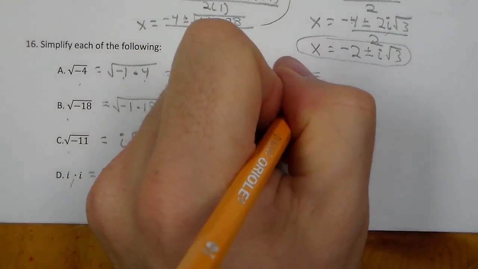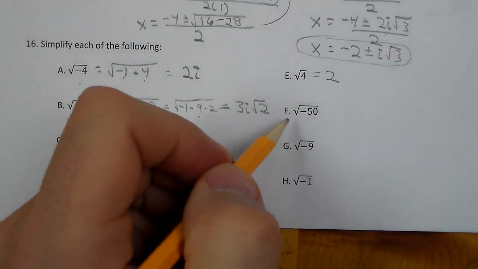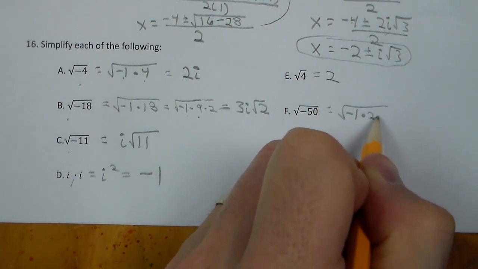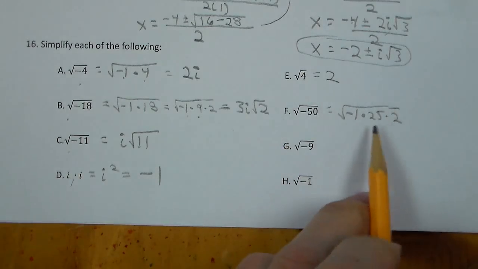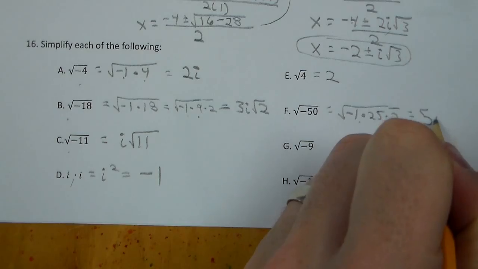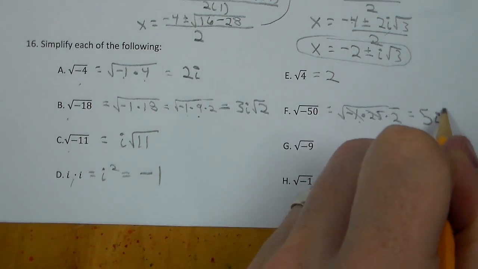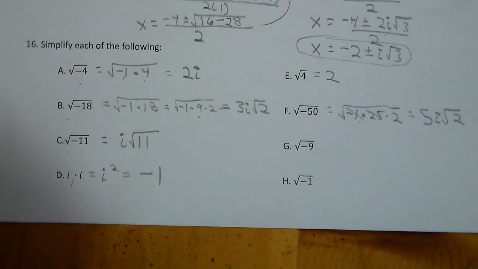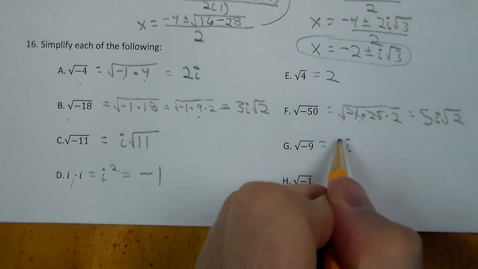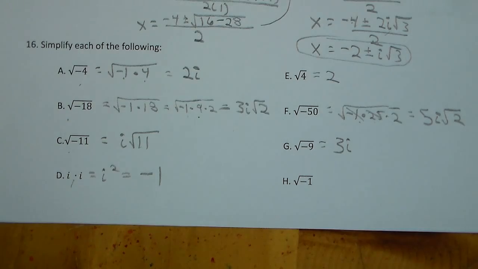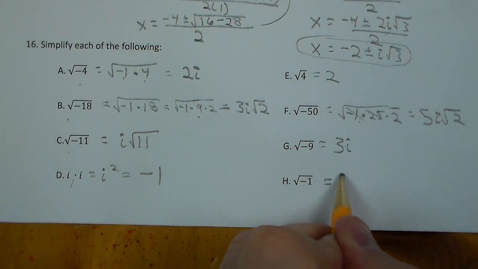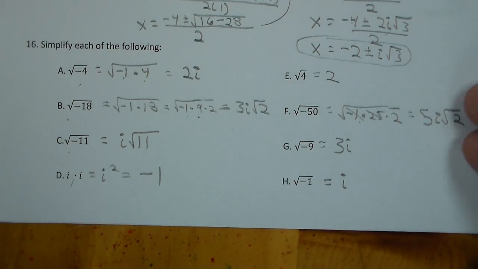For E, we get 2, the square root of 4. For F, it's going to be -1 times 25 times 2. And I bring that up because 25 is a perfect square. It comes out as a 5. The -1 is an i, so we're left with 5i root 2. For G, -9 is going to become an i on the outside, and the square root of 9 is 3, or just 3i. And H is our last one, the square root of -1, we just call i.